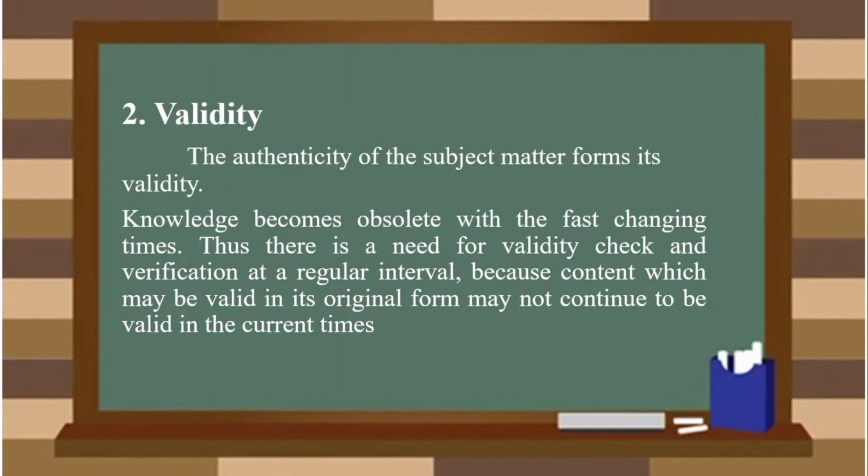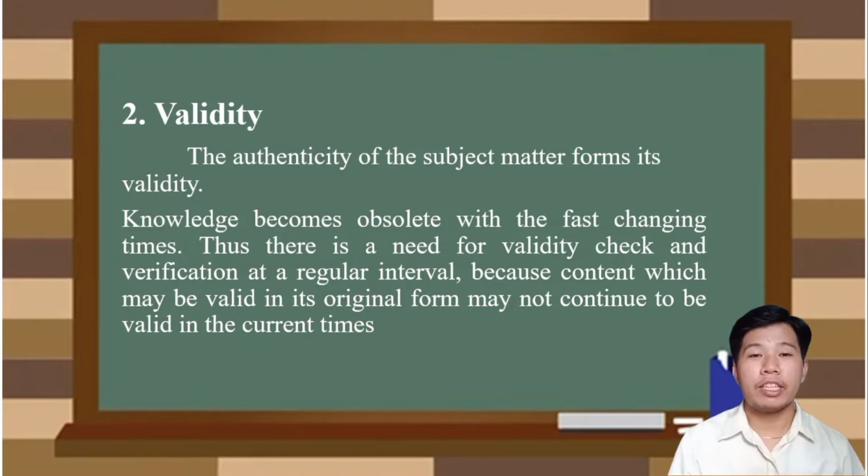Next is validity. The authenticity of the subject matter comes from its validity. Knowledge becomes obsolete in fast-changing times. Thus, there is a need for a validity check and verification at regular intervals, because content which may be valid in its original form may not continue to be valid in the current times.